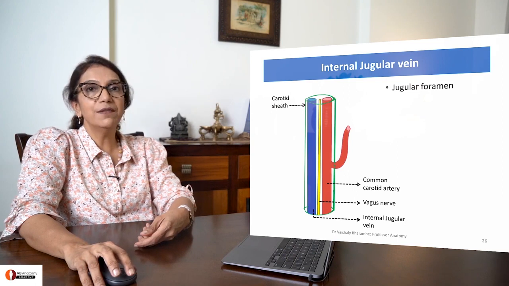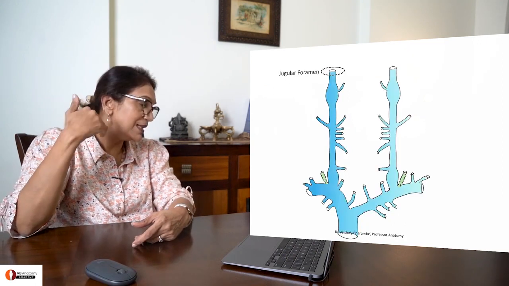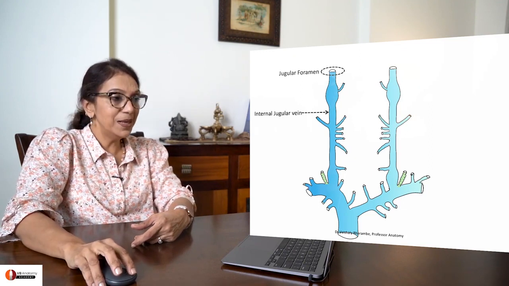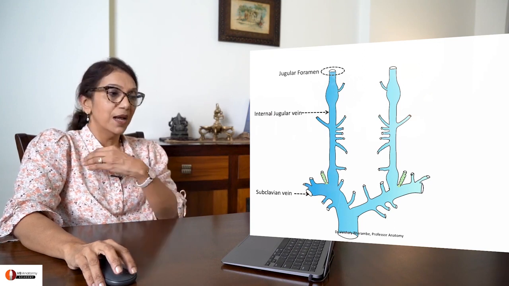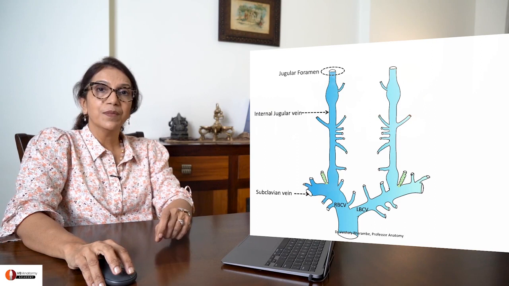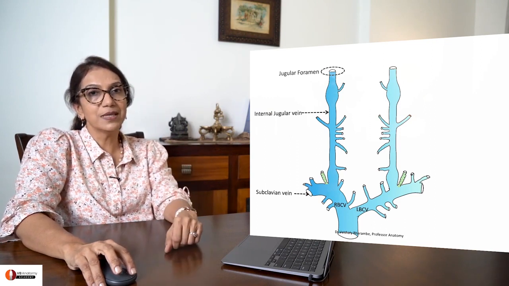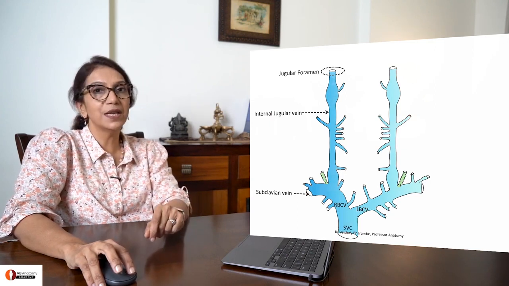The internal jugular vein actually emerges from the jugular foramen at the base of your skull, begins to descend downwards, meets with the subclavian in the region just close to your clavicle, and together they form the right brachiocephalic and, on the left side, the left brachiocephalic veins. These brachiocephalics finally unite to form your superior vena cava.